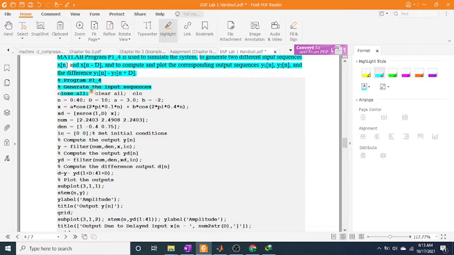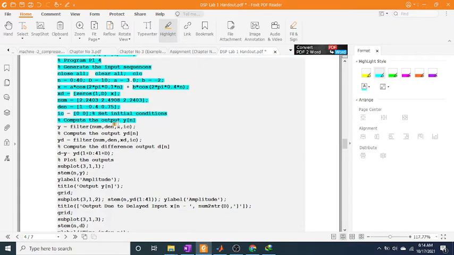Close all, clear all, clc. n = 0:40; D = 10; a = 3.0; b = -2. x = a*cos(2*pi*0.1*n) + b*cos(2*pi*0.4*n); xd = [zeros(1,D) x]. num = [2.2403 2.4908 2.2403]; den = [1 -0.4 0.75]; ic = [0 0], set initial conditions.